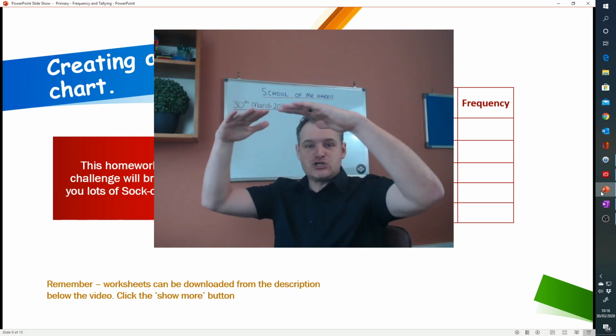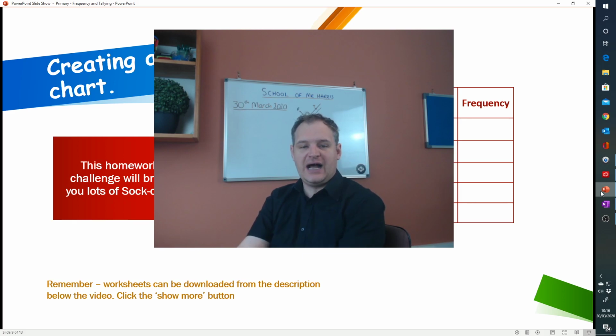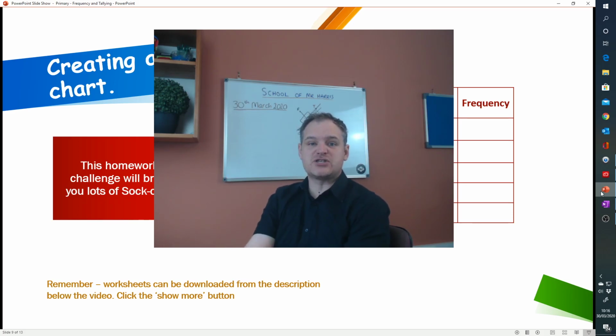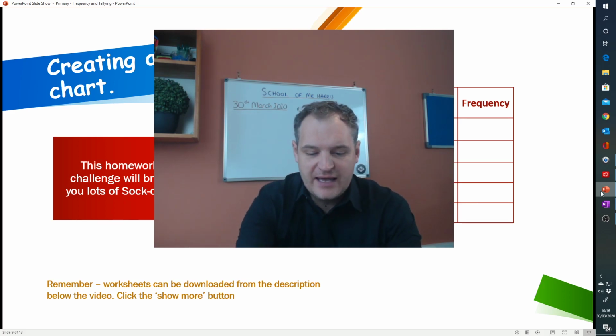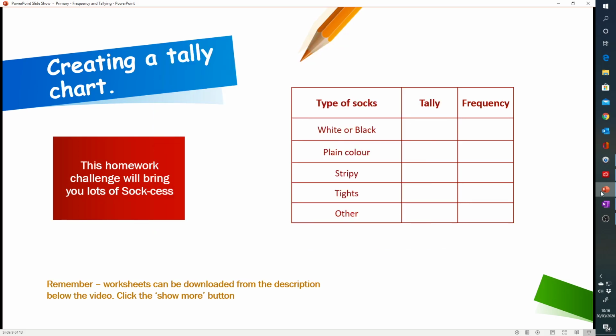So you can tally all your socks from the sock drawer, and then you can complete the frequency by adding up all your tallies. The next thing you can do is there's some questions on tallying fruit. And remember, feel free to ask me if anything is not making sense. So here, if I move myself out of the way, is your table that you're going to be working with. So you can see all the different categories and you can write down whatever categories you want.